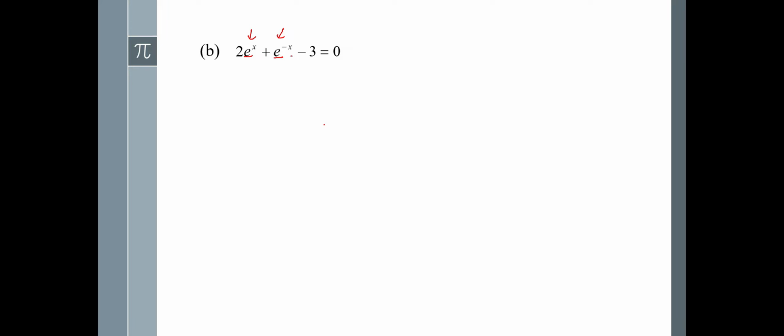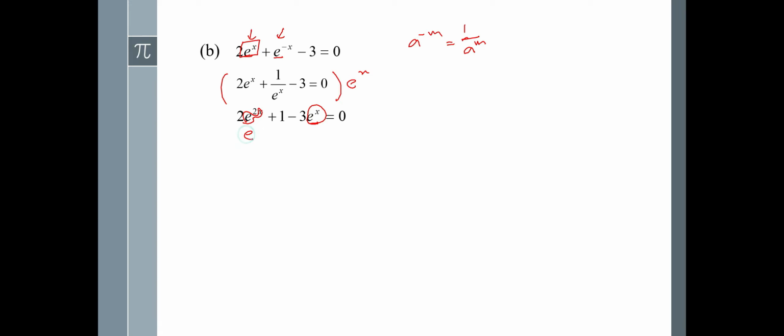How to change e to the power of negative x to be the same pattern as this index? By using the rule of indices, which is a to the power of negative m equal to 1 over a to the power of m. Then, from here, you see this is e to the power of x at the denominator. You can just multiply everything with e to the power of x to eliminate the e to the power of x at the denominator. You can see that this is e to the power of positive x and e to the power of positive x also. Ignore the 2 there because you can just change the position to be like this.